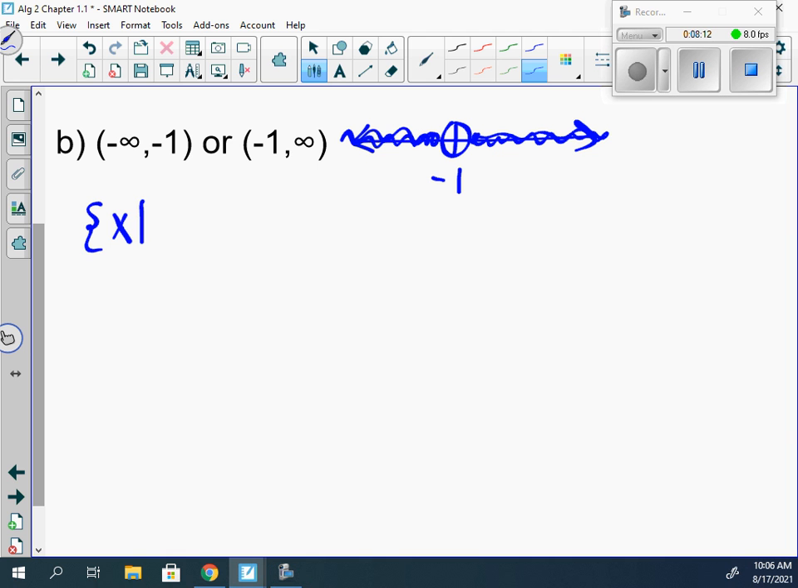So that means I can just put the bar. Because the only reason I would put something in there is if we're talking about something that's not the real numbers. But we're saying for all real numbers, all of them, what? X is greater than -1 or x is less than -1. So we have all of them.